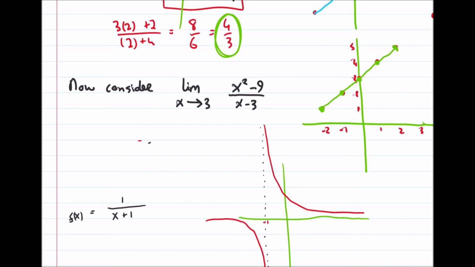If I put in 3, however, it blows up. If I put in 2.5, I get to here. If I put in 3.5, I get to here. If I put in 4, I get to here. So the function seems to continue. If I put in 2.99, I'll get to here, and 3.1, I get to here.